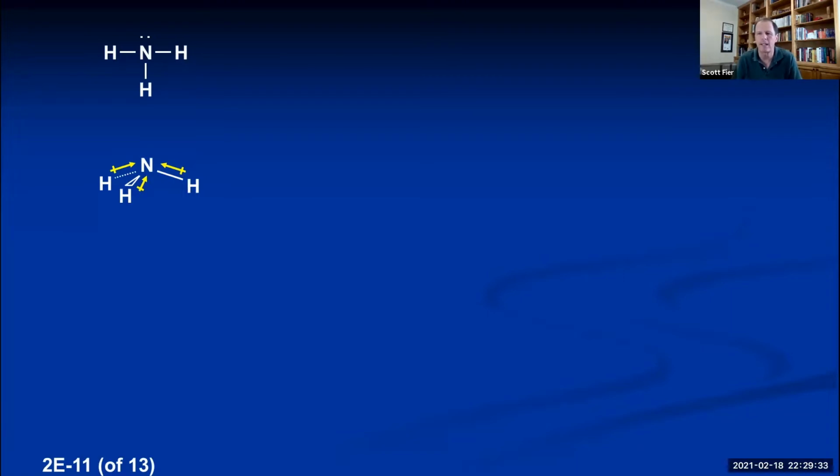A plane is something that is flat, right? Like the Great Plains. Is that a flat molecule? No, it's not. Wait a second. If that's not flat, then it can't be a plane. This isn't trigonal planar. This is trigonal pyramidal. It's a pyramid. This is not trigonal planar.